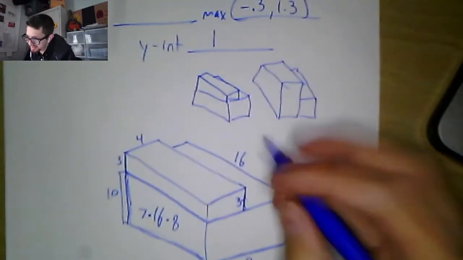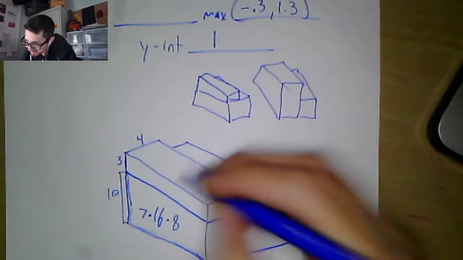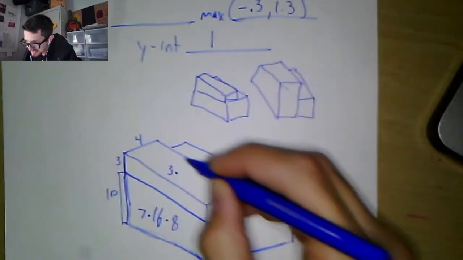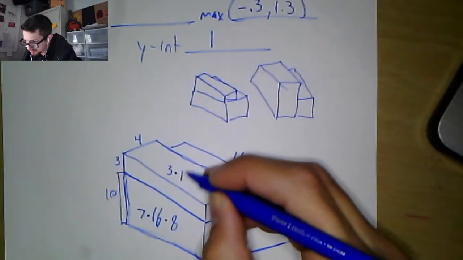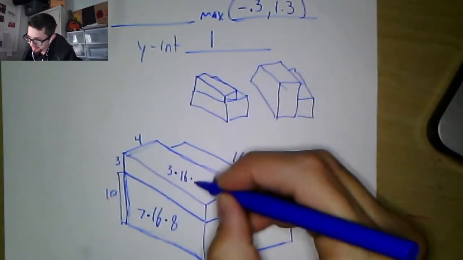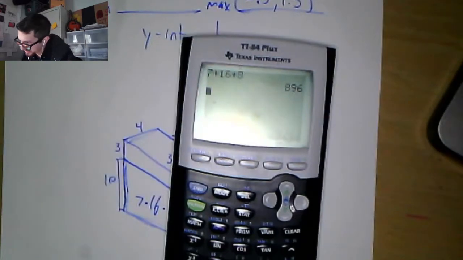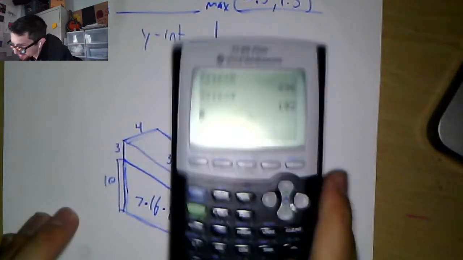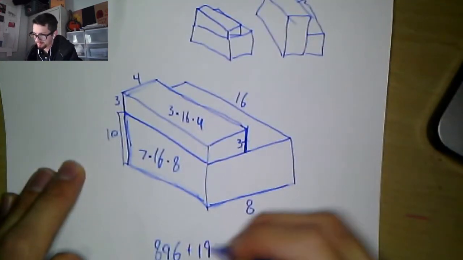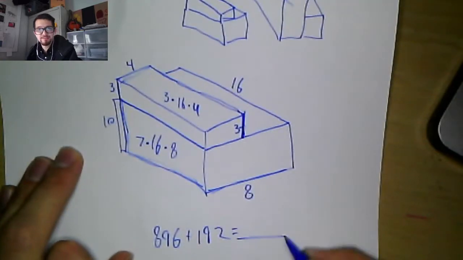Now we're going to look at the tiny box. Tiny box is 3 tall. It is 16 wide and 4 across. So 3 times 16 times 4. 3 times 16 times 4 gives me 192. Add these 2 numbers and I get my final answer.